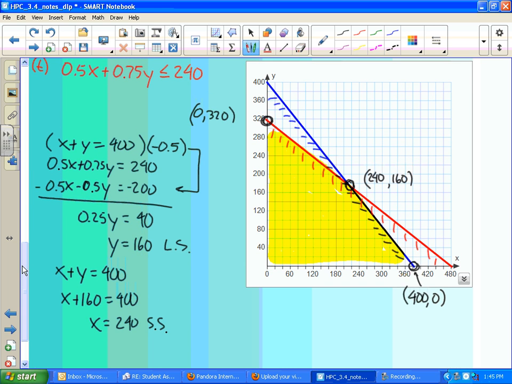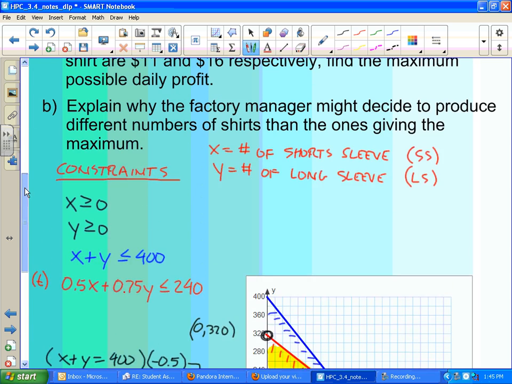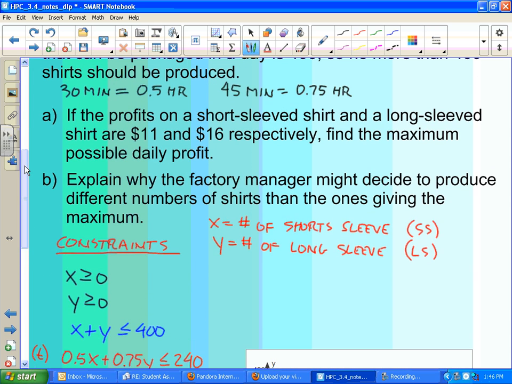Okay, so what do I do with those corner points? Well, that is where this next part comes in. Let's take a look at part A. The profits on a short sleeve shirt and long sleeve shirt are $11 and $16 respectively. Find the maximum possible profit. All right, so a couple things. $11, $16, those are a per-shirt profit, which means I'm going to have some variables attached to those. Then I'm looking for a maximum profit.